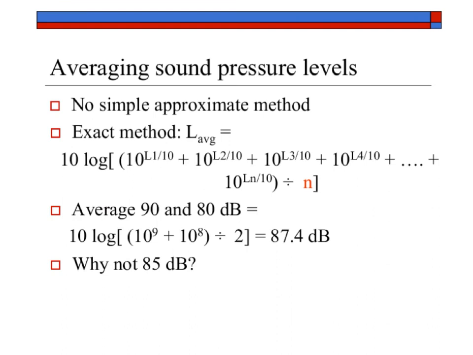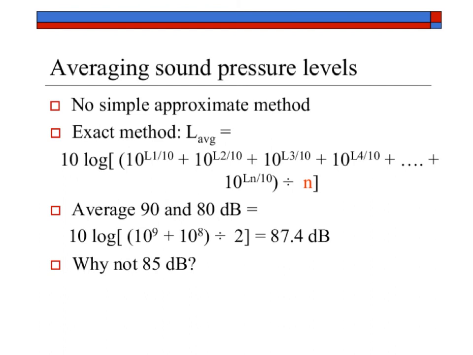Averaging sound pressure levels is also very similar to the exact method for adding and subtracting. There is no simple approximate method we could use, so we have to use the exact method, in which we simply add the sound powers up, the 10 to the L1 over 10 plus 10 to the L2 over 10, and so on. And then before we take the logarithm, we divide by the number of sound levels that we're adding up. So it's the usual idea of an average.